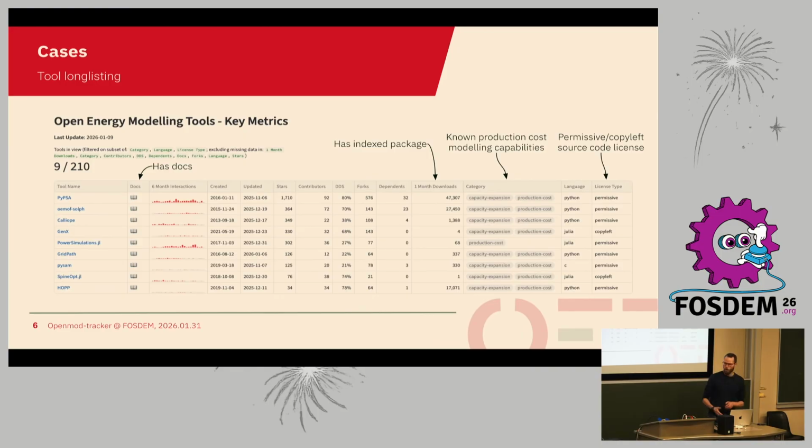We have one column that is manually prepared because we've got some information on the top 30 or so tools about what kind of modeling you can do. So you can get some really high-level information about the kind of energy system modeling you can do, and you can use that for filtering as well.